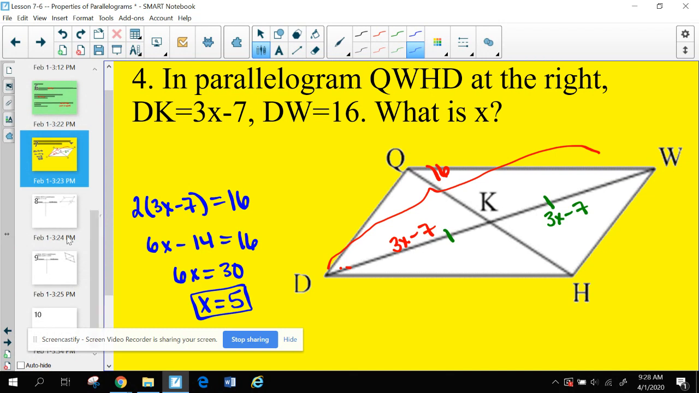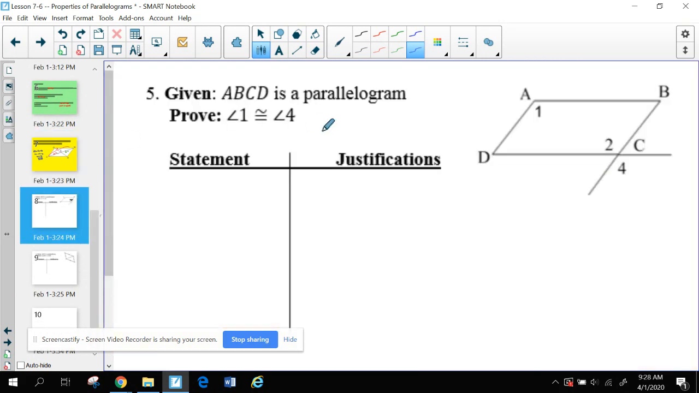All right, 2 more problems, 2 proofs that we're going to take a look at. So here I have the given is just that ABCD is a parallelogram. So now we can pull from all of those properties that we wrote down on the first page of notes to try to figure out which one's going to help us to prove that angle 1 is congruent to angle 4. So the first thing I'm actually going to use is the fact that we know that angle 1 and 2 have to be congruent because they are opposite angles in a parallelogram.